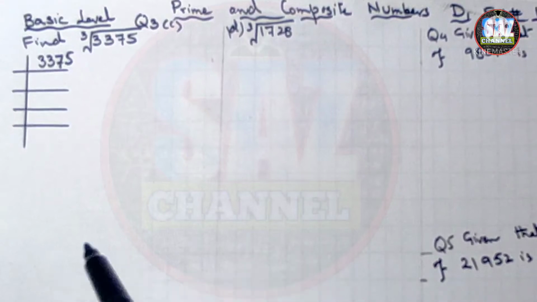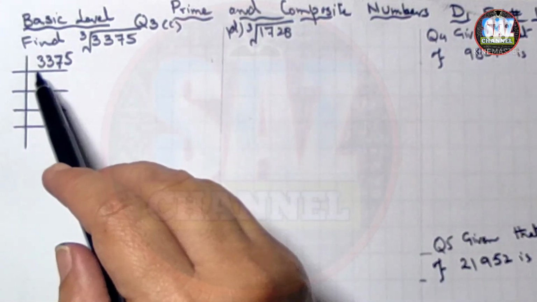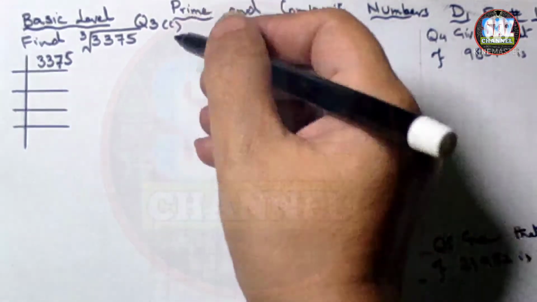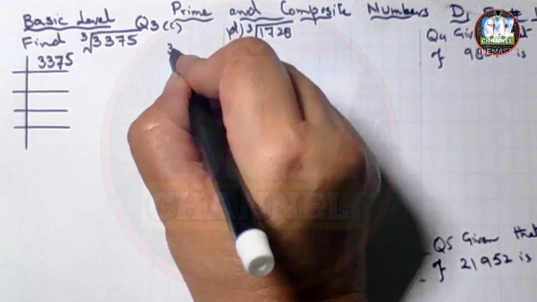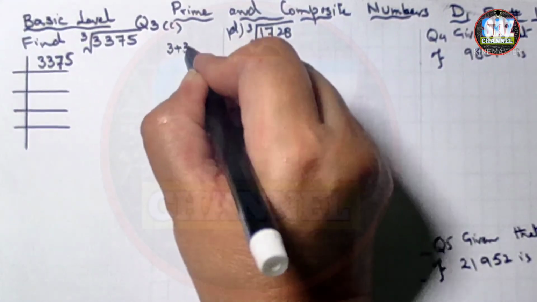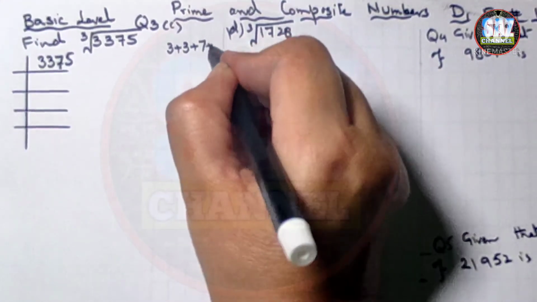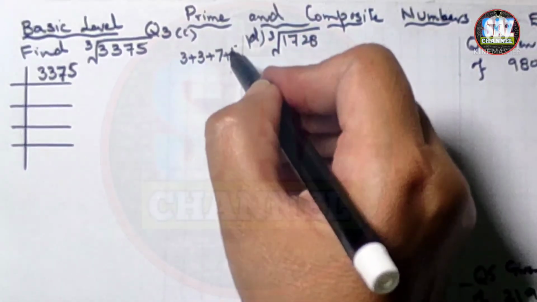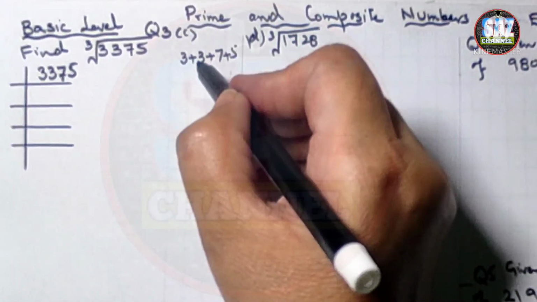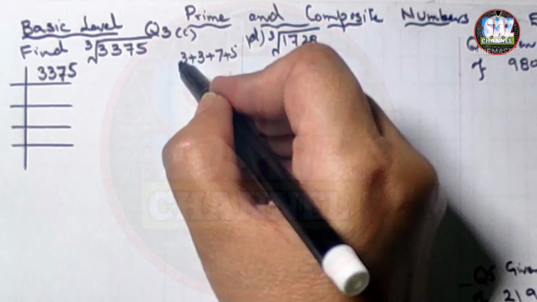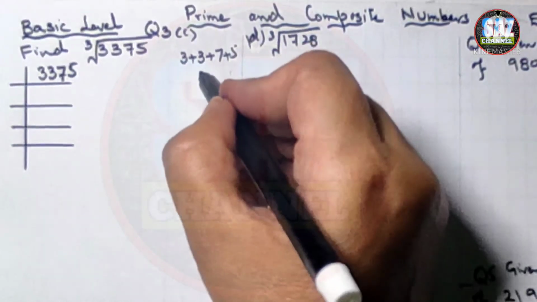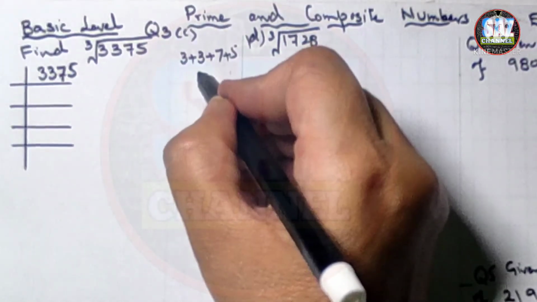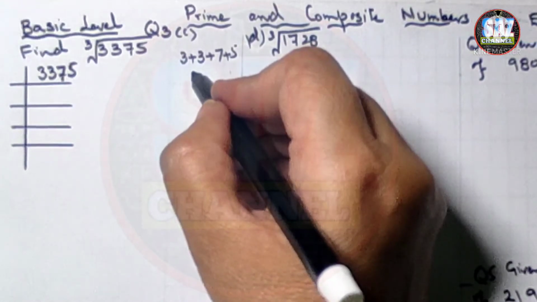Let's test 3. For the divisibility test of 3, we have to add up the digits of the number given in the question. 3 plus 3 is 6, 6 plus 7 is 13... the sum of the digits comes to 18. 18 is divisible by 3, so this whole number will be divisible by 3.